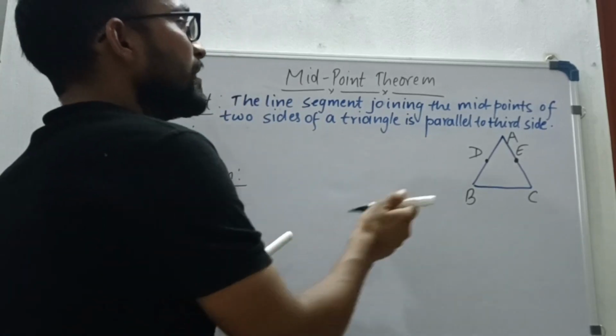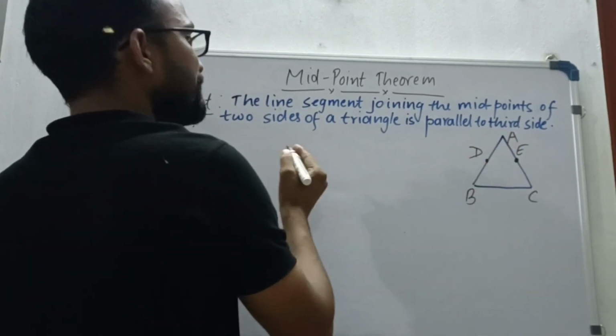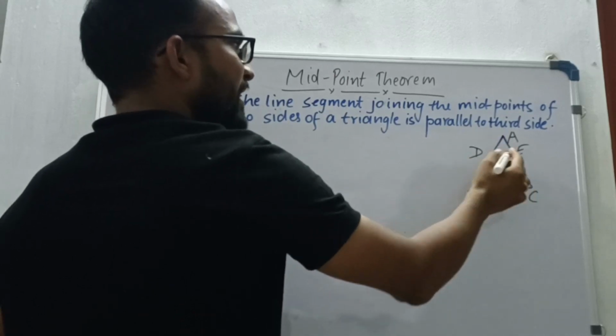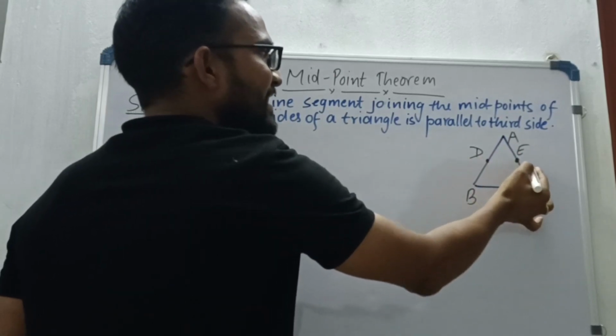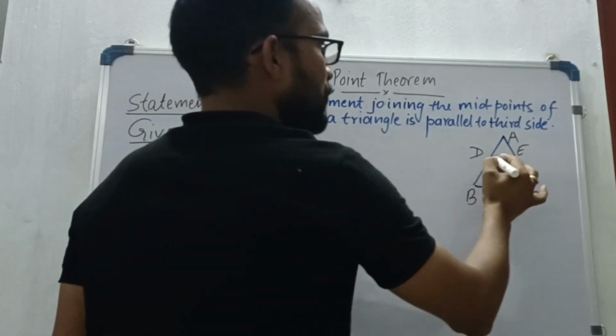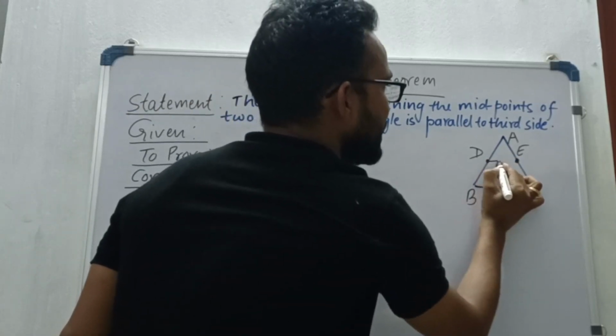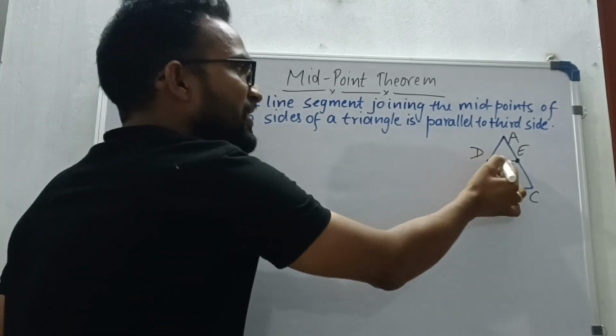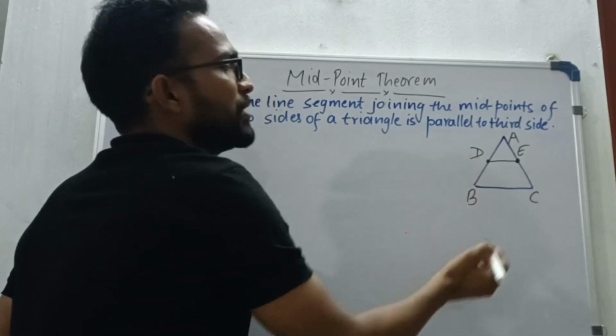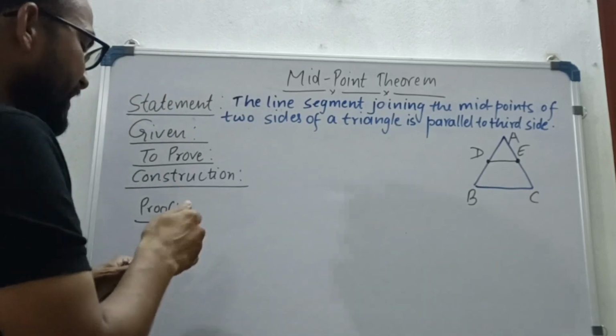Okay. So here let me have a triangle ABC in which D is the midpoint of AB and E is the midpoint of AC. So if we join this DE, what they are saying is that this DE will be parallel to BC. Okay, so let me write the given part.